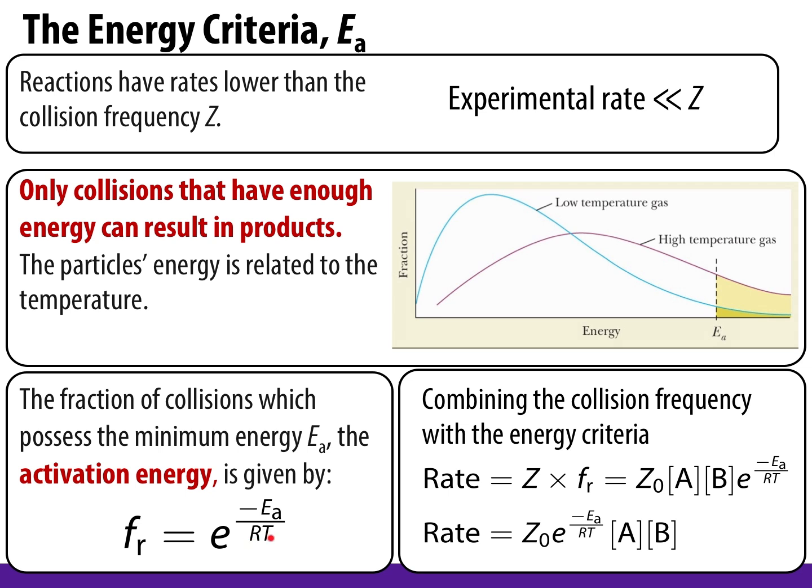R is the ideal gas constant, and T is the temperature in Kelvin. We'll see the consequence of this equation in a minute. When we combine these two terms, we get a new upper limit on the rate of a chemical reaction, which is shown here. So we have the collisions per second times the fraction of particles with enough energy, which gives us this new estimate of the rate.